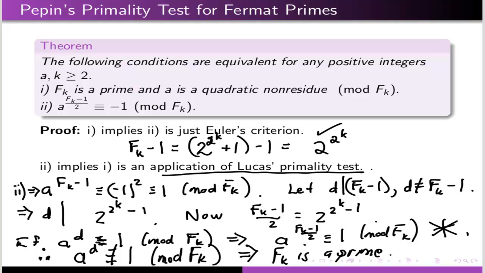The second part in part 1 is trivial, because now that we know that Fk is a prime, it follows from Euler's criterion that A would be a quadratic non-residue if part 2 is holding. So we have a test for Fermat primes right here.